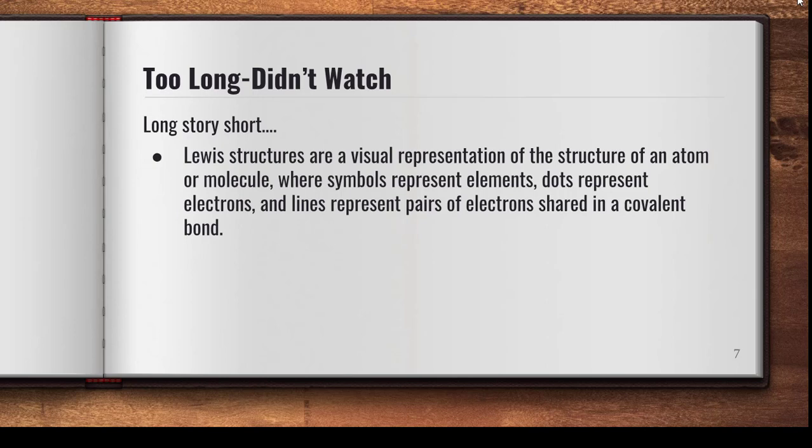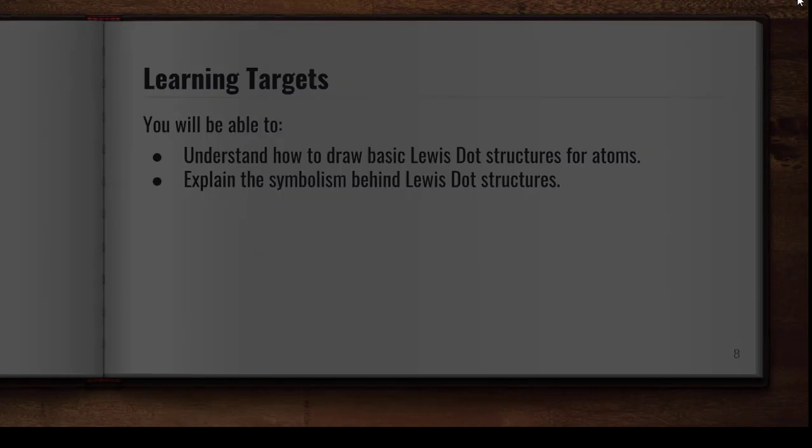I know these are your favorite kind of videos, folks, ones that are short, sweet, and to the point, and I'm perfectly fine with that. But please do keep in mind that Lewis structures are visual representations of the structure of an atom or molecule, where the symbols represent elements, dots represent electrons, and lines represent pairs of electrons shared in a covalent bond. Speaking of that, the word of the video here is going to be symbols. The word is symbols. Be sure to write that down in your video notes.